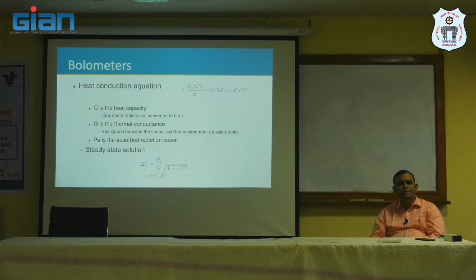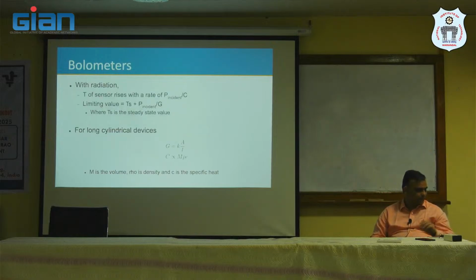Now this is a simple differential equation. It's a first order differential equation, right? So all of you should be able to solve this. I'm not going to bore you with solving this. You will get a relationship something like this. Delta T becomes a function of incident radiation, the conductance, and a time constant. The time constant is the ratio of your heat capacity to thermal conductance. Remember we did lumped mass models where we looked at thermal effects as well. So I'll be talking in terms of electrical properties here.